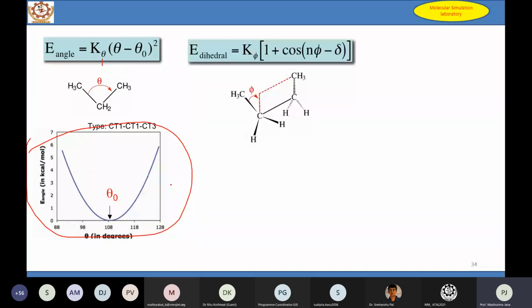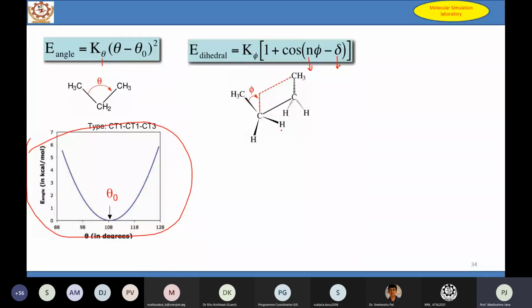Then the dihedral torsion angle expression for the torsion potential. Here you can see this is a cosine function, so obviously we should not expect the result to look like this. It should be periodic in nature, where delta is the phase, n is the periodicity, and phi is the torsion angle as displayed here. It involves four atoms, and k phi is the related dihedral force constant.